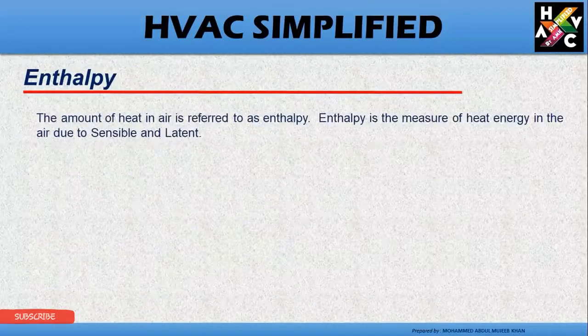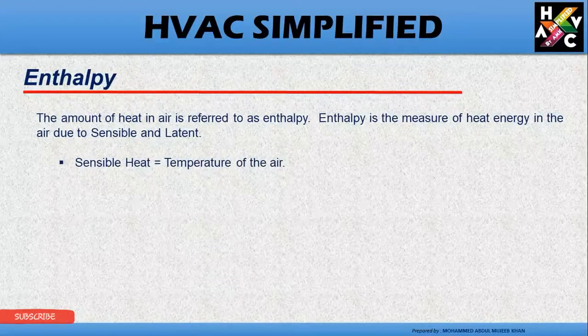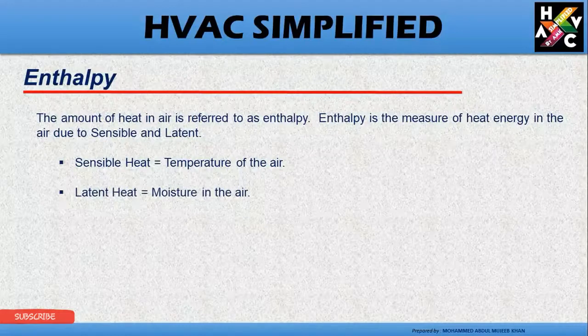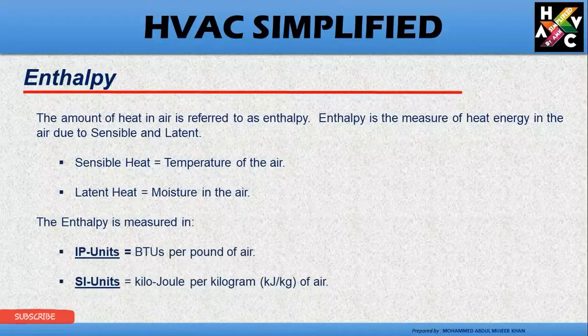Enthalpy. The actual amount of heat in the air is referred to as enthalpy. Enthalpy is a measure of heat energy in air due to sensible and latent heat. So let us assume sensible is equal to the temperature of the air. Latent is equal to the moisture in the air. So sensible is considered as the dry bulb as an assumption, and latent is considered to be the moisture. The enthalpy is measured in IP units, BTU per pound of air, or SI units, kilojoules per kg.